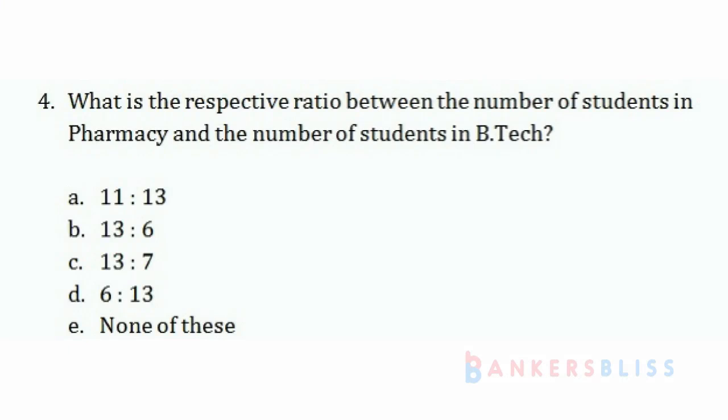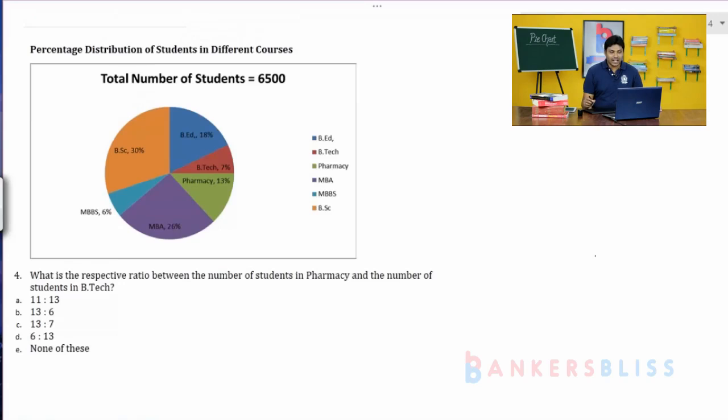What is the respective ratio between the number of students in pharmacy and the number of students in B.Tech? You have to calculate the ratio between pharmacy and B.Tech. Pharmacy is calculated on 6,500 and B.Tech is also calculated on 6,500. So both are calculated on the same number, so you neglect it and only consider the percentages.